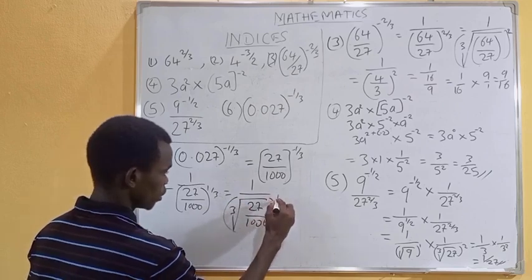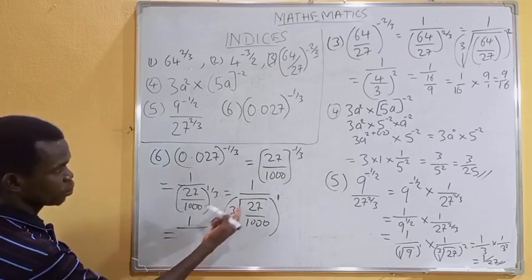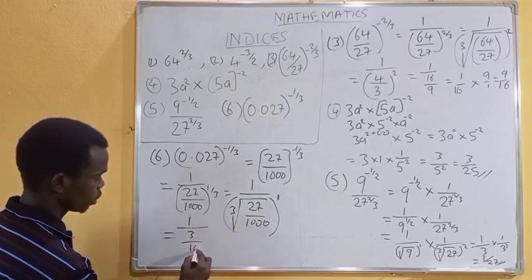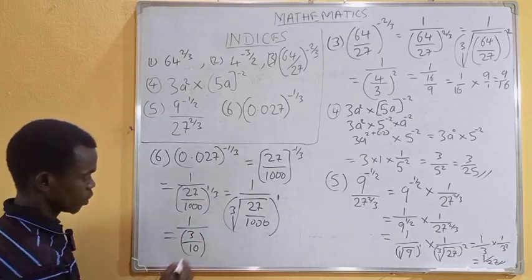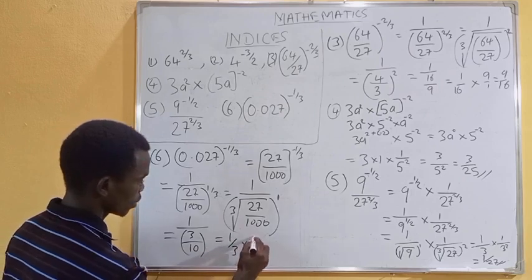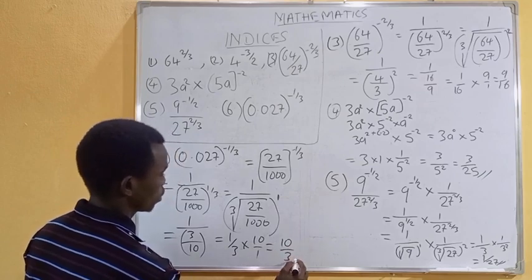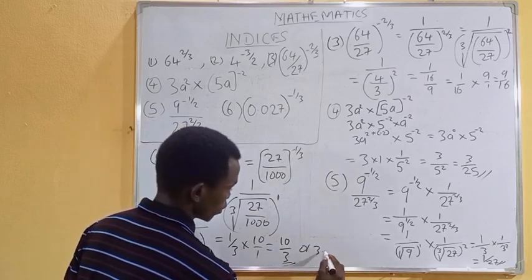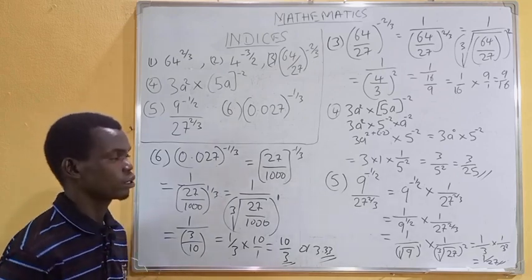So now the 1 over the cube root of 27 over 1,000 will now be 1 over the cube root of 27, which is 3, over the cube root of 1,000, which is 10. This can also be written as 1 over 3 times 10, which is 10 divided by 3, which is our answer. Or 10 divided by 3, we have 3.33. That is for question 6.